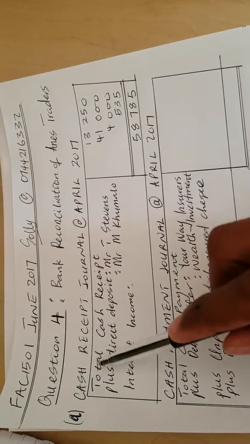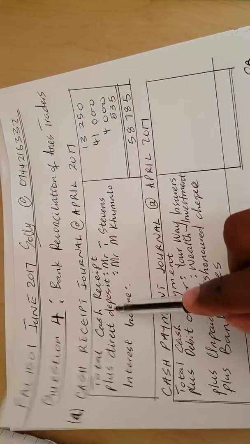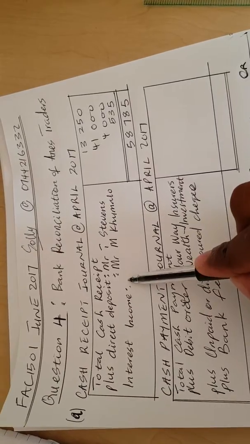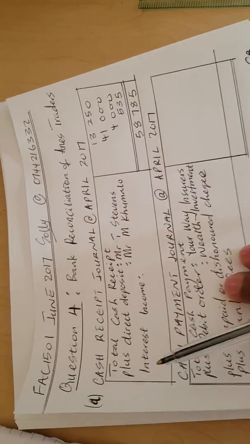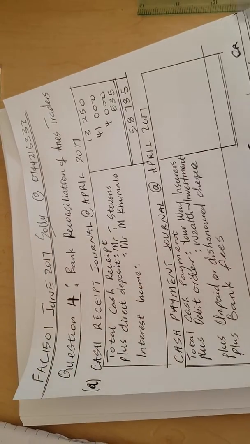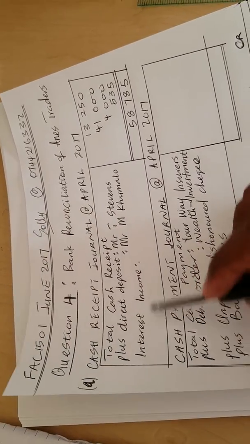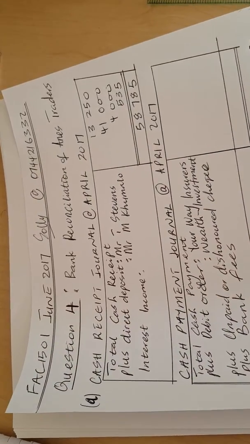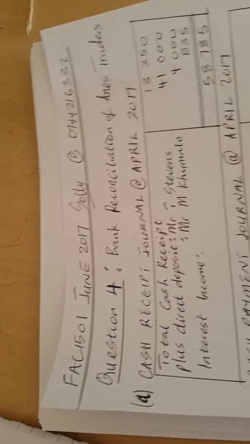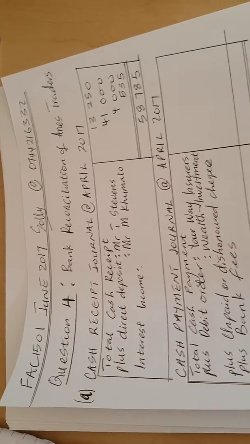Remember, you take total cash receipt plus direct deposit plus interest income, plus we also have stale check, but stale check is not given in this question. A stale check is a check that has lasted for more than 6 months before it has been cleared, so we don't have it right now.